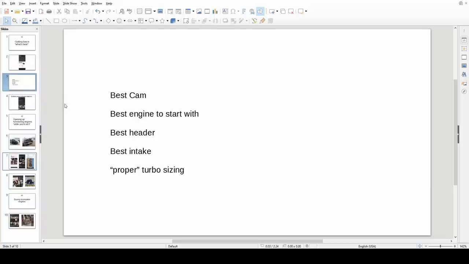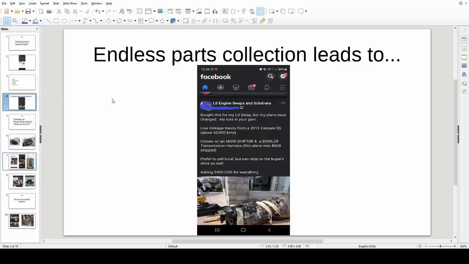People get overwhelmed with this stuff. And that's the problem. When you endlessly collect parts and endlessly search for the best thing ever, my plans have changed. That's what you wind up doing. My loss is your gain. These are search terms that I use to find poor bastards selling their shit that I can go buy. Ignore the price here. I don't care. You will notice that LS Swaps and Solutions is just a constant source of these examples for me, so I do appreciate the group for existing for that. Let's move on.